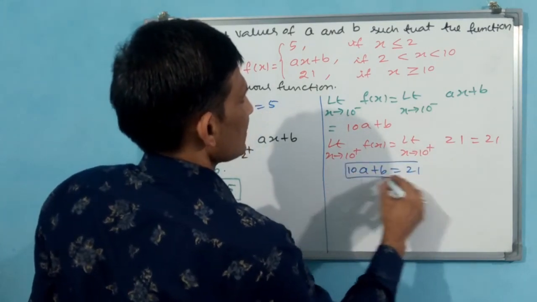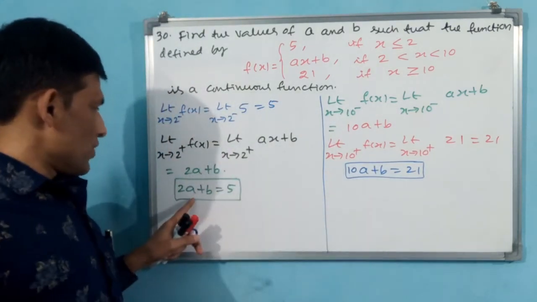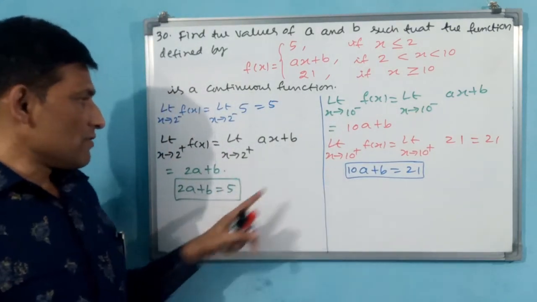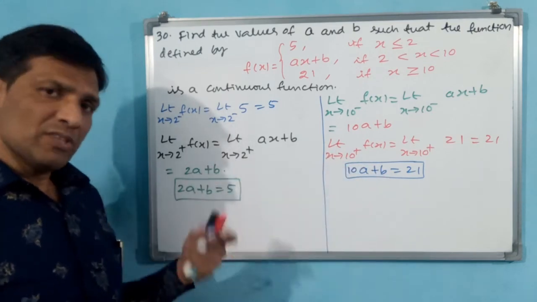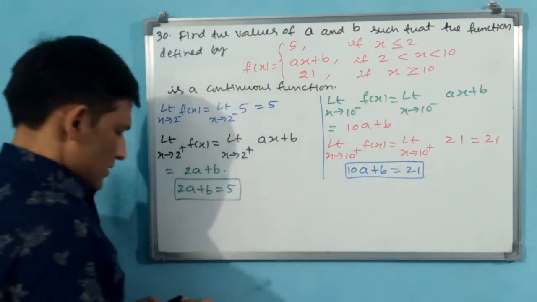Now you see, two equations you have got: 2a plus b is 5, and 10a plus b is 21. If you solve these two equations, you will get the values of a and b. That's all. Okay, I am going to do it now. See what I am writing.